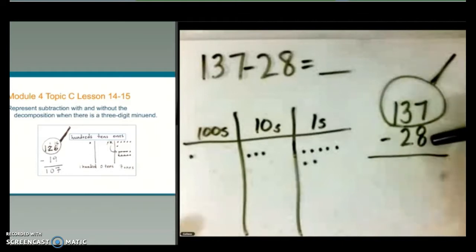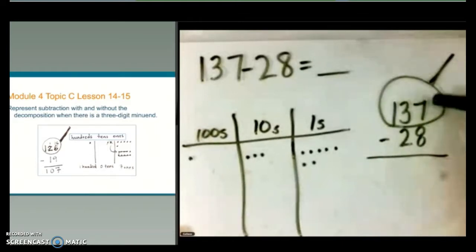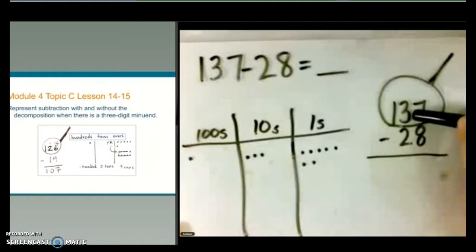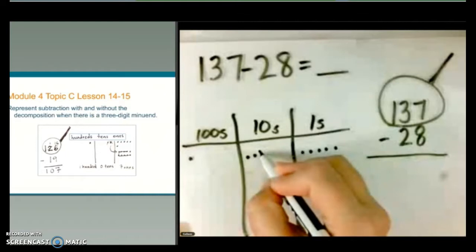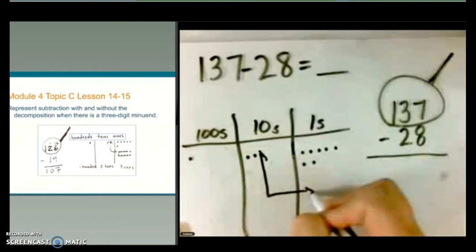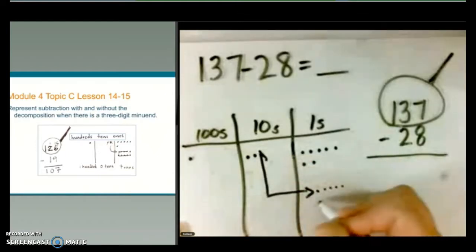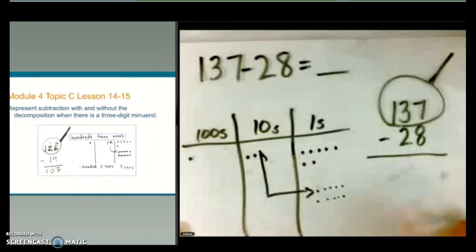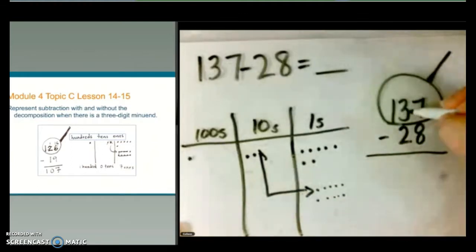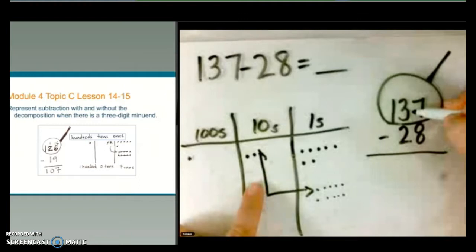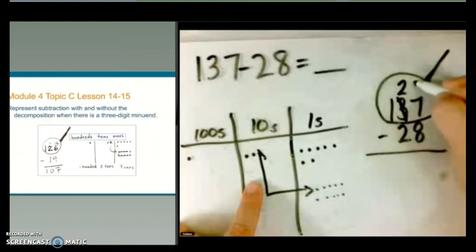7 ones, take away 8 ones. I'm going to need some more ones. Where can I get some more ones? From the 10s, right? I'm going to exchange a 10 for 10 ones. 1, 2, 3, 4, 5, 6, 7, 8, 9, 10. Let me show that with numbers. So always take from the 10 first. So rename this 37 as 2 10s and 17 ones.